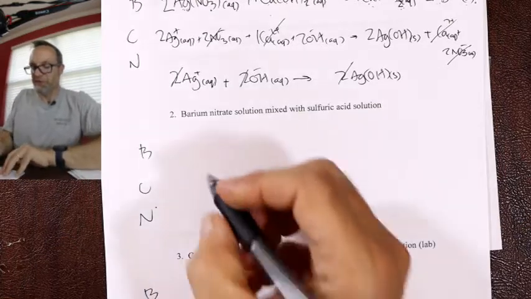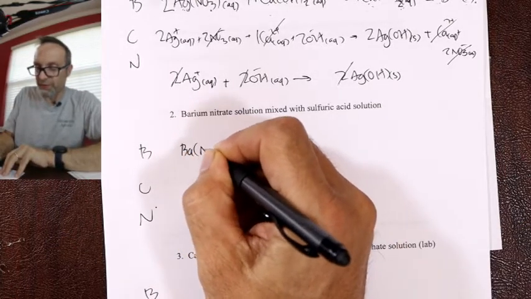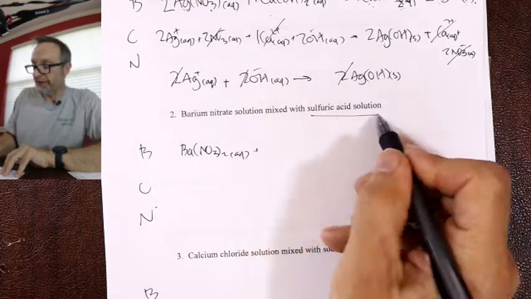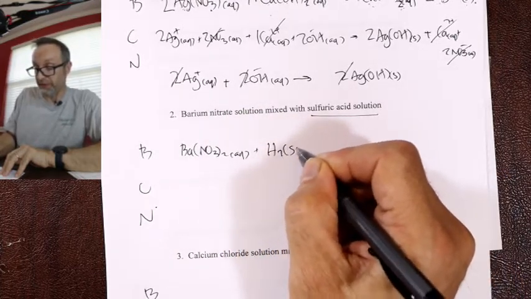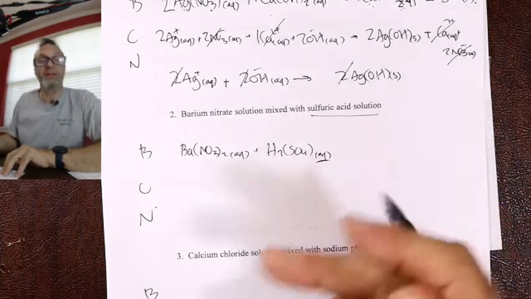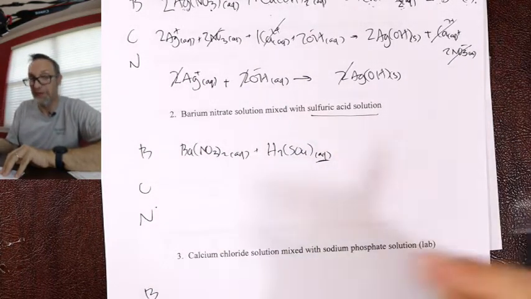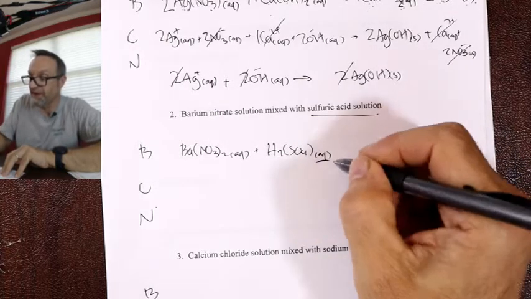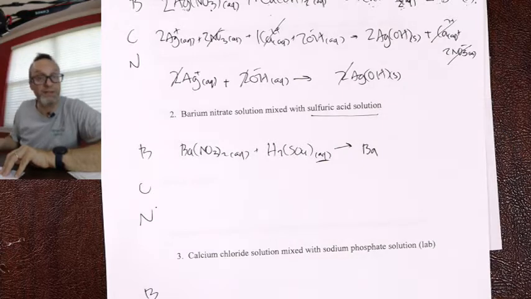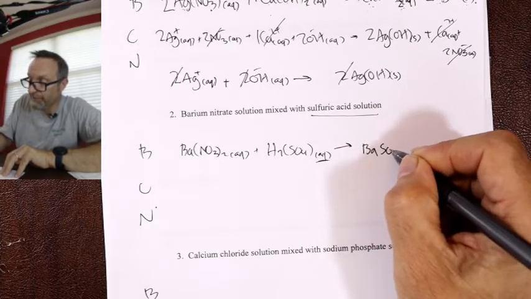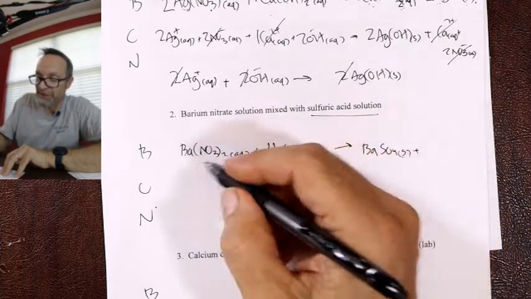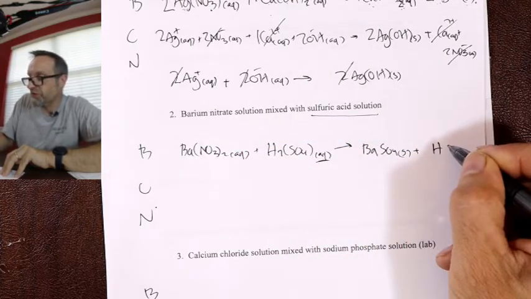Next one, barium nitrate, +2 -1, need two of them, plus sulfuric acid, hydrogen sulfate. Remember, acids are ionic when dissolved. So that's the H+, that's an electrolyte. That's the sour taste on your tongue, right? Turns into, well, we're going to get barium sulfate. We check our list, that's the solid, plus H+ NO3-, hydrogen nitrate, nitric acid.